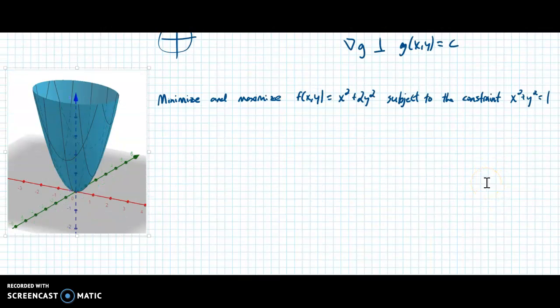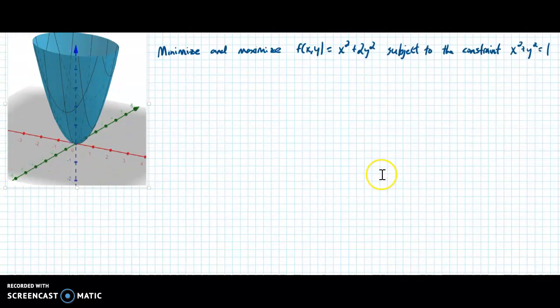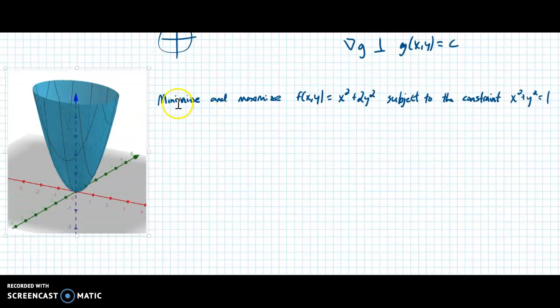So now I'm going to pull in an example that I hope will help you see how all that fits together with Lagrange. I want to maximize and minimize this function, f of x y equals x squared plus 2y squared, subject to the constraint, the unit circle. So you see right here, this is that function. It's a paraboloid. It opens up.